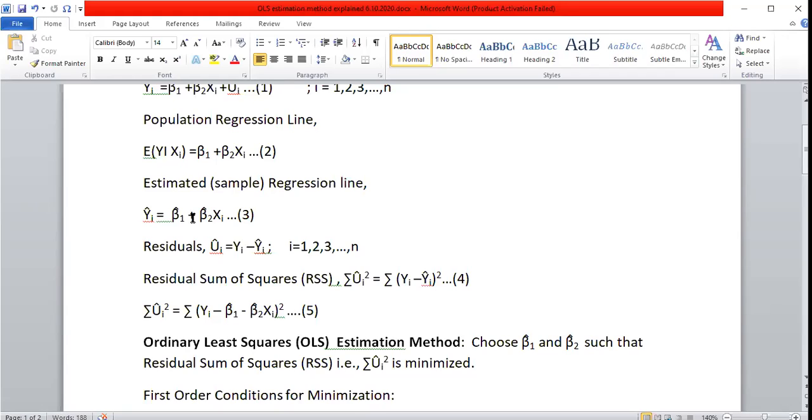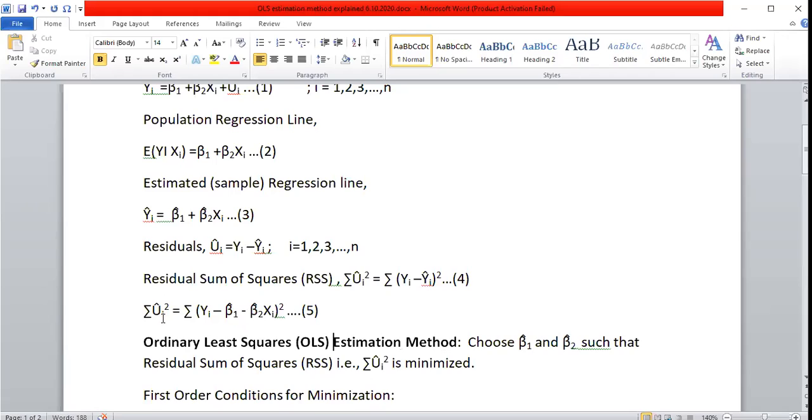Now how do you find that beta 1 hat and beta 2 hat? Different principles will lead you to different sets of beta 1 hat and beta 2 hat. We are using one principle to find them, in other words, to find this line. The principle is the ordinary least squares principle. What is the ordinary least squares principle? Choose beta 1 hat and beta 2 hat so that this residual sum of squares is minimized. That is one criterion you are using.